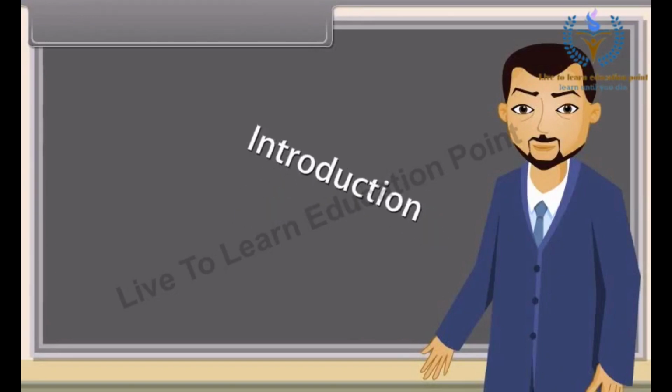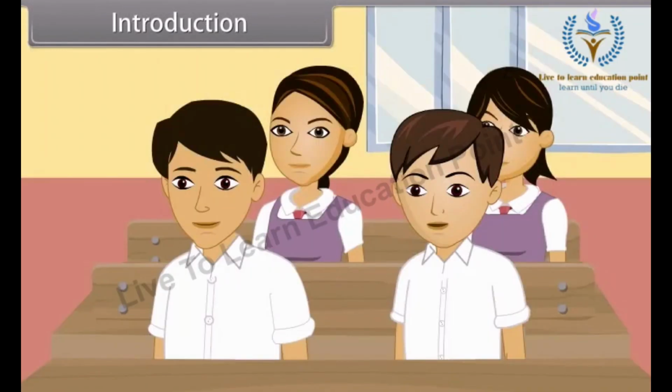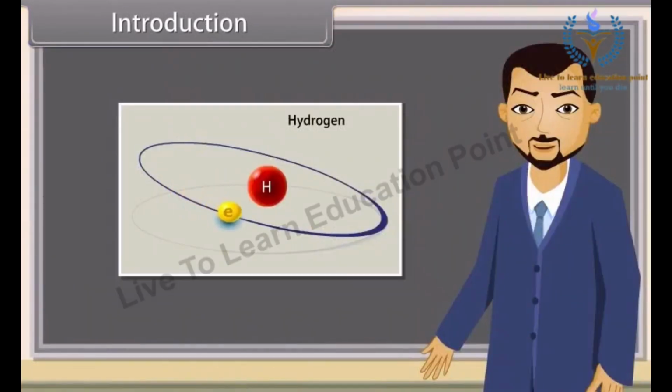Introduction. Students, now we are going to know about the thing by which the matter has been created. Can any one of you tell me the name of that particular thing? Yes, you, Rahul. Sir, it is atom. Absolutely right. Atom is the smallest thing by which matter is made. Now let us study further to know more about atom.